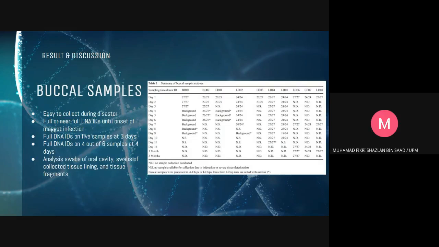For the buccal samples, a buccal sample is easy to collect during a disaster. Through the table shown in the slide, full or near full DNA IDs were observed until the onset of maggot infection, with full DNA IDs on 5 samples at 3 days and full DNA IDs on 4 out of 6 samples at 4 days. The analysis of the buccal swab is through the oral cavity swab of the collected tissue lining and also tissue fragments. Next.